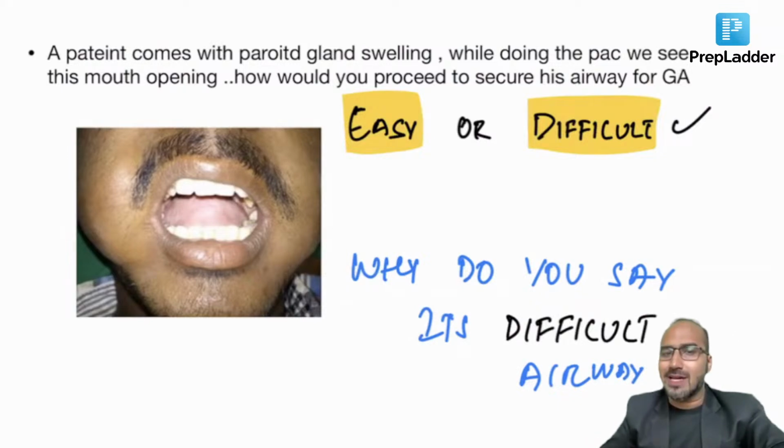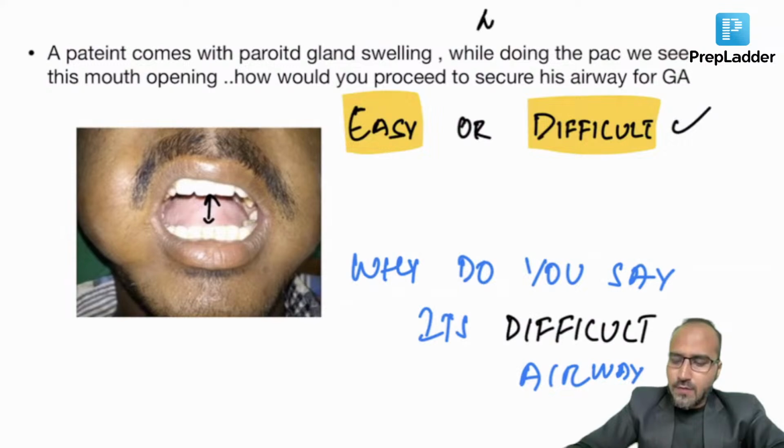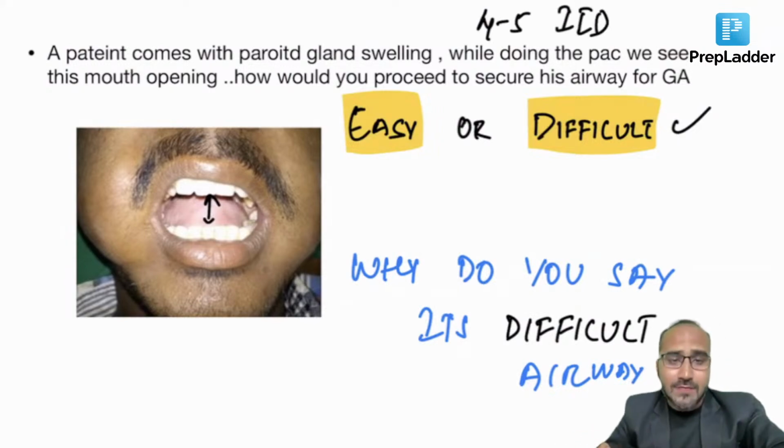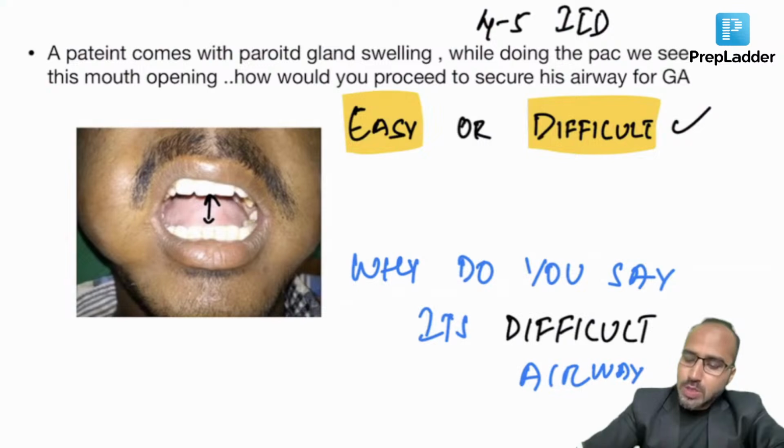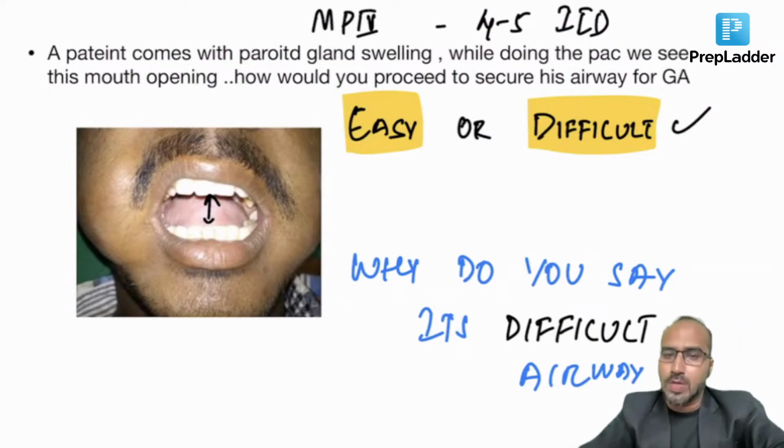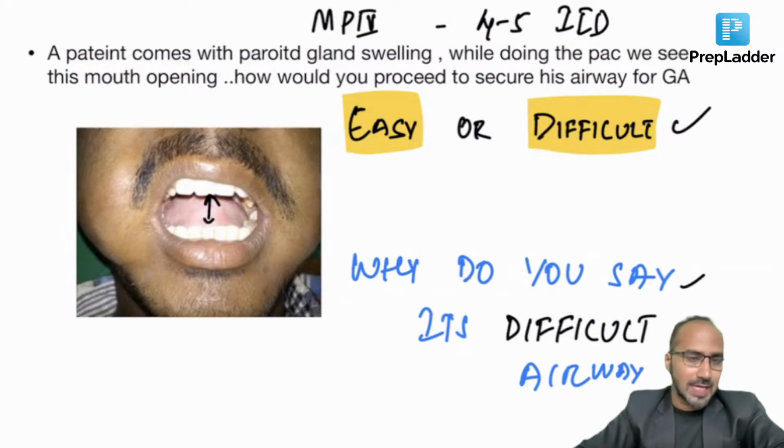Because, sir, two things are easily visible to us. When he's opening his mouth, his inter-incisor distance appears very low. Normal inter-incisor distance is between 4 to 5 centimeters, but it is very low. So it is a difficult airway. Apart from that, while he's opening his mouth, are you able to see any structure? If you tell the patient to lift while opening his mouth, you might be able to see only the hard palate. So if you are only able to see the hard palate, he is having a Mallampati classification of 4. That means he's having a difficult airway.